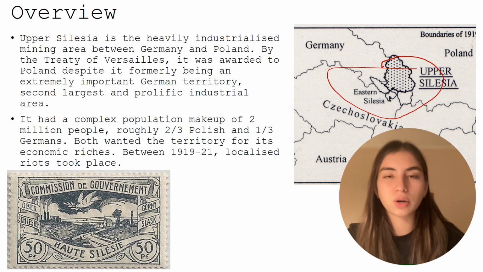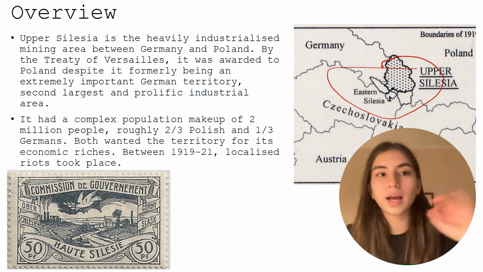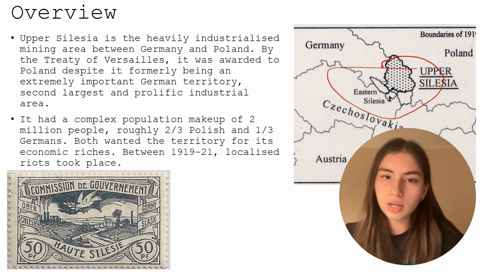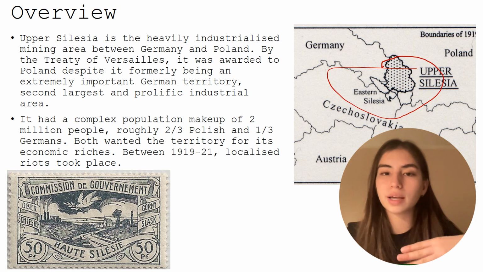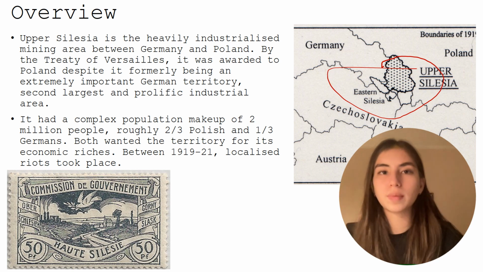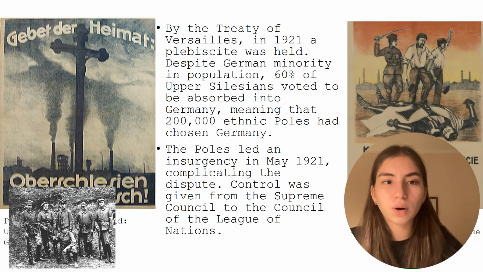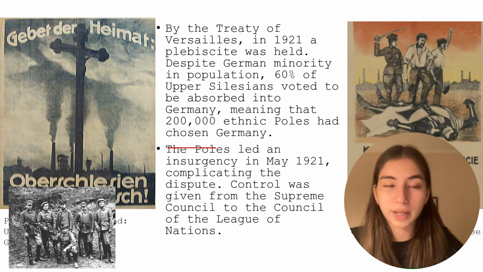Both wanted the territory for its economic riches, and between 1919, when the Treaty of Versailles was signed, and 1921, localized riots took place there from both the Germans and the Polish, both claiming that Upper Silesia was rightfully theirs. If you look at the date, that is 1 year after the insurgency took place.